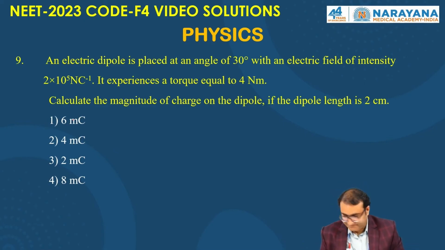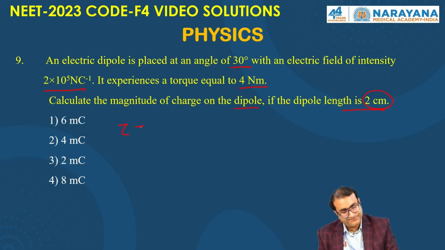In question number 9, a dipole is placed at an angle of 30 degrees with an electric field intensity of 2 into 10 power 5 Newton per coulomb. It experiences a torque of 4 Newton meter. You have to calculate the charge on the electric dipole. If the dipole length is given to us as 2 centimeter, you should convert this to meter.